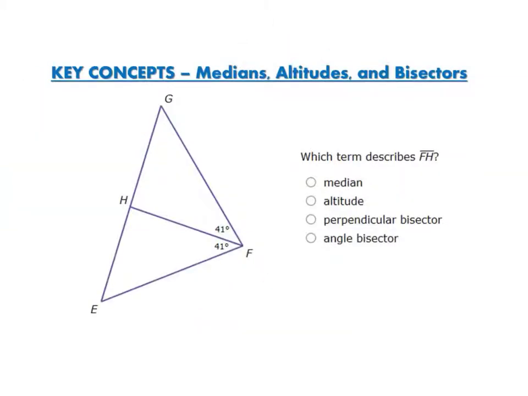Okay, let's take a look at this. It says, which term describes line segment FH? That is this line segment right here. Well, I notice it doesn't cross at a 90-degree angle, nor does it show that these two line segments are congruent, but it does show that these two angles are congruent. So in this case, the only thing that I can say is that that line is an angle bisector.